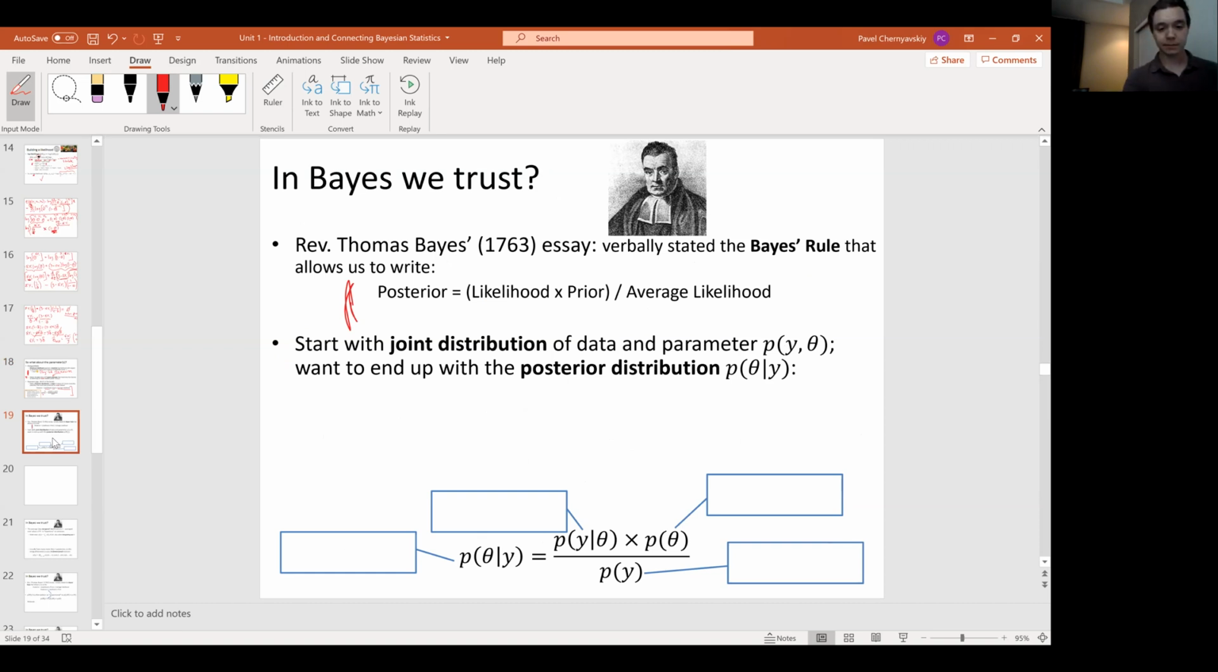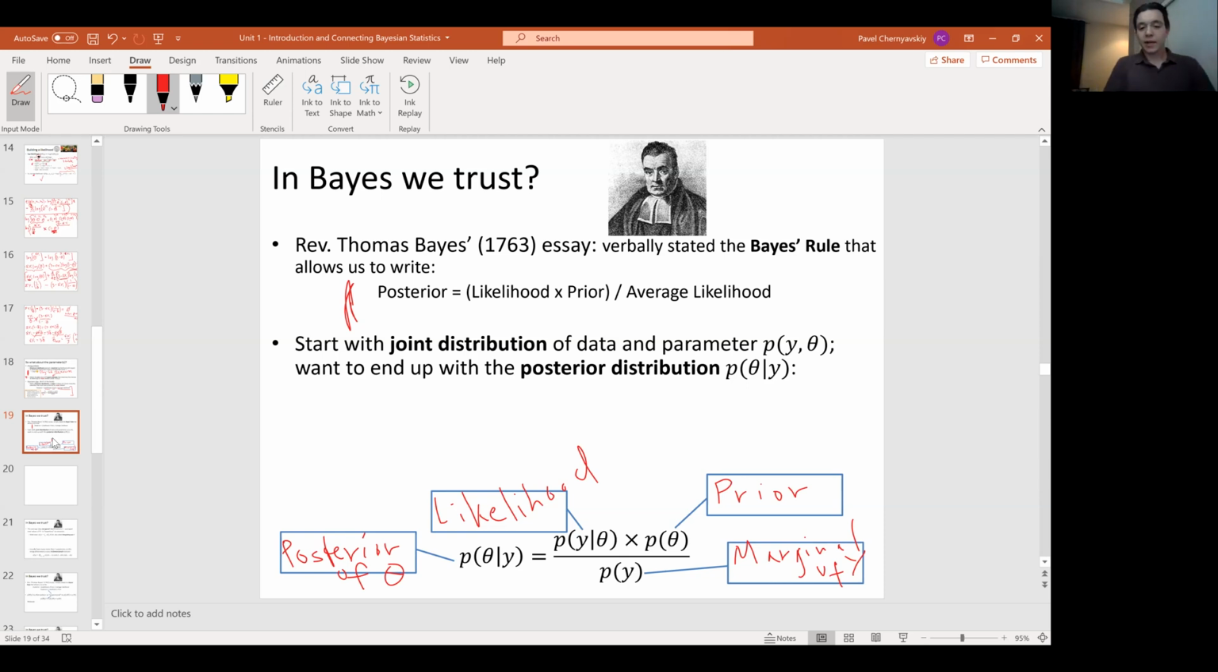So to be clear, this is our prior. This is our likelihood, not log likelihood, but the likelihood. This is the marginal distribution, and I'll explain what that is. And this, of course, is the posterior of theta.